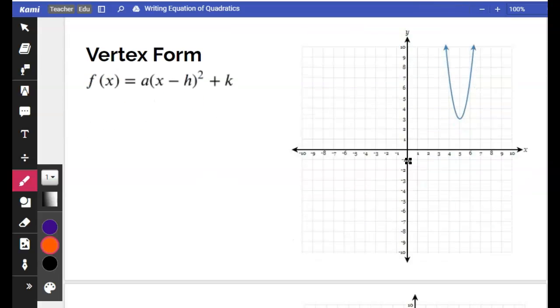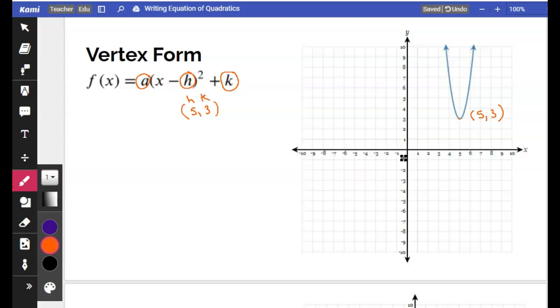All right, so vertex form. In order to write an equation in vertex form, which I made sure I gave us the equation right here, our goal is to find the value of a, the value of h, and the value of k. Well, h and k should be staring right at us from the graph, and lo and behold, there it is. I've got the ordered pair 5, 3. So that 5, 3 is my vertex, and that's my h and my k.